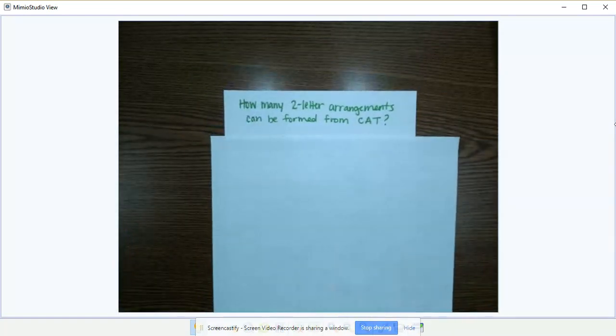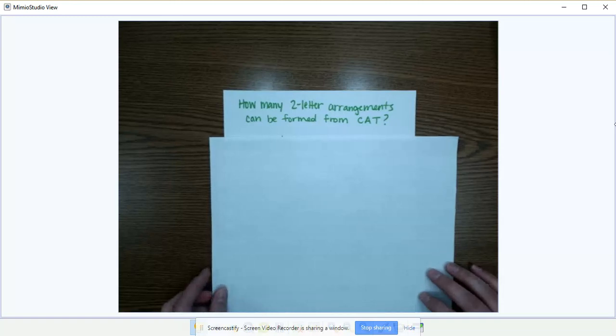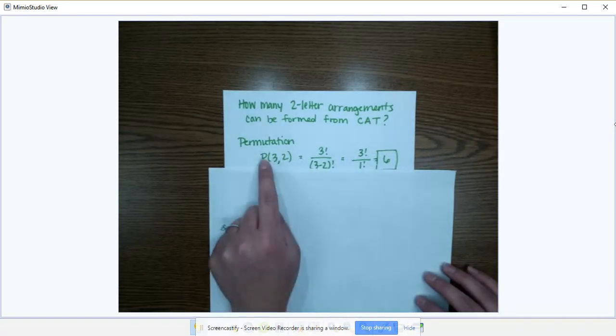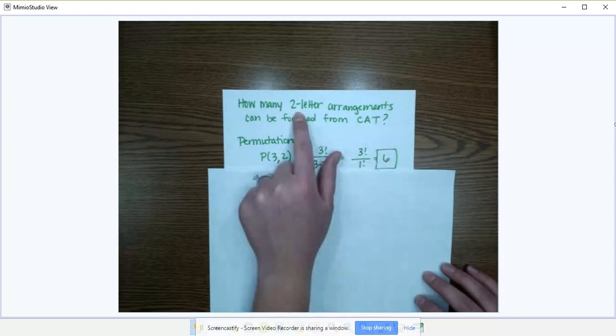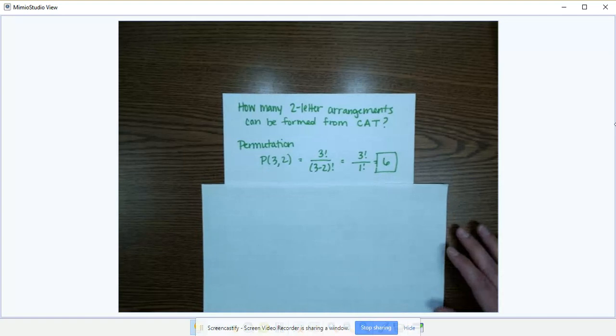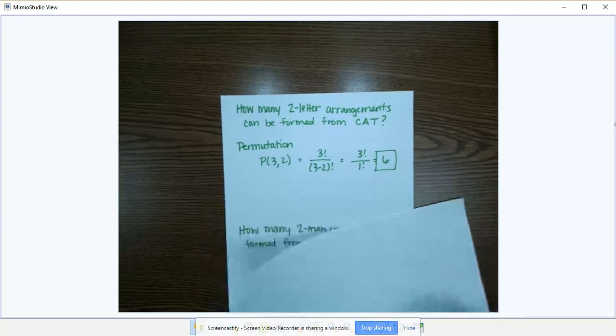Now, wondering about how many two-letter arrangements can be formed from the letters C, A, and T. Well, when we're talking about letter arrangements, we have to note that CA is different than AC. They use the same letters, but the order does matter. Deciding that our order matters tells us that we have a permutation. So we take our permutation of 3 objects, chosen 2 at a time, because we have 3 letters to choose from. We're only choosing 2 of them. Plug our numbers in, and we would have 6 different options or letter arrangements that we could create.